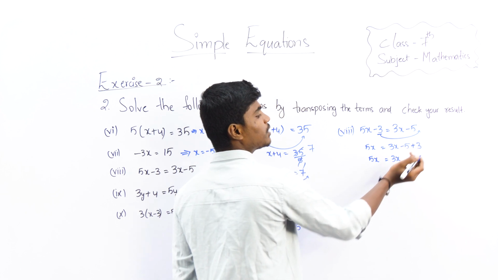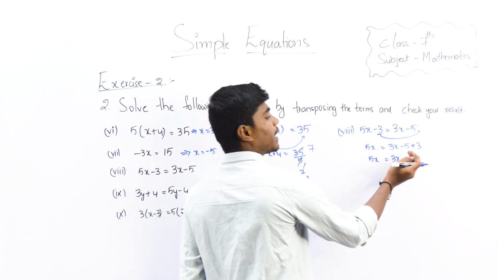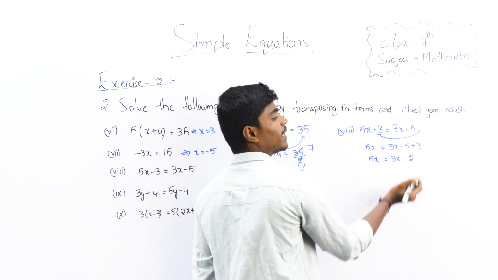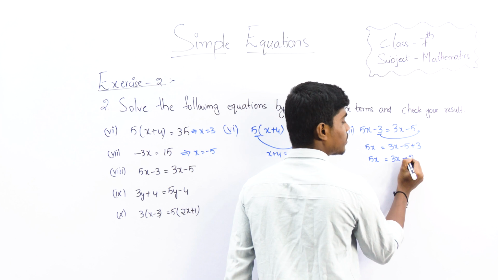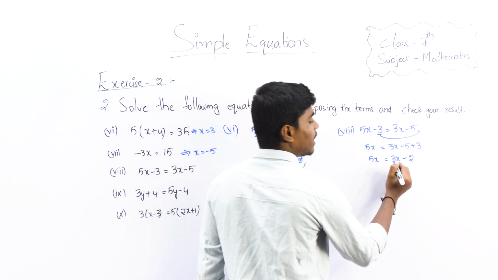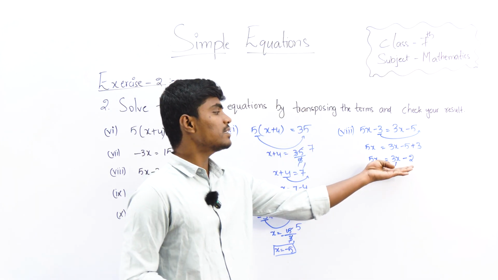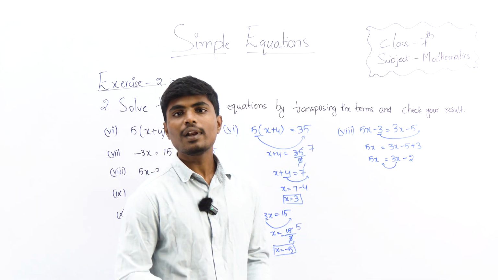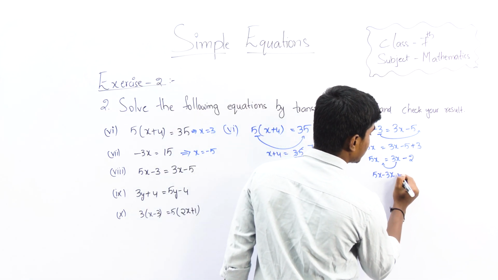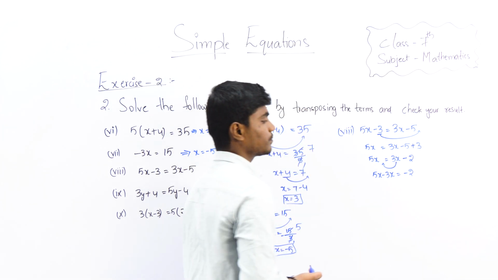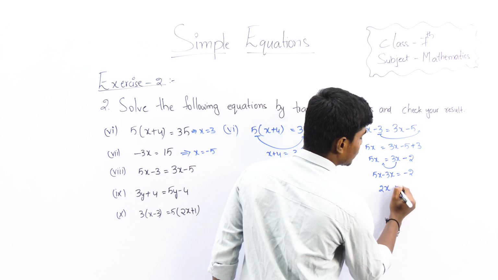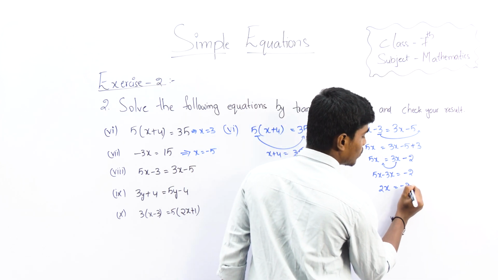One is negative, one is positive, so we have to subtract. So 5 minus 3 is 2, with a negative sign. See, the greater number is 5, and 5 has the negative sign, so negative 2. Here 3x is adding on the right hand side. If we move it to the left side, it will subtract. So 5x minus 3x is equal to minus 2. So here 5 minus 3 is 2x. So 2x is equal to minus 2.